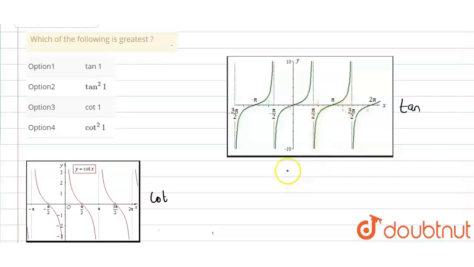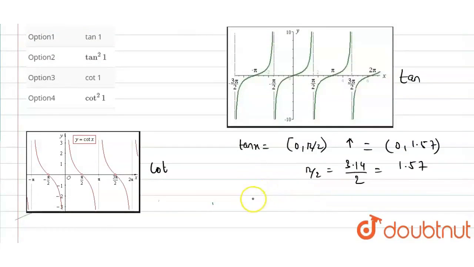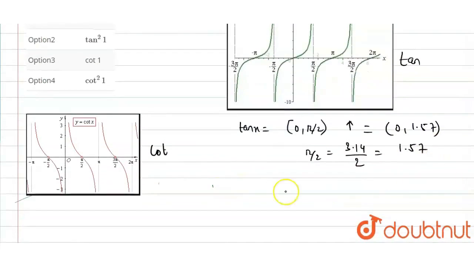So we can say that tan x is in increasing order from 0 to pi by 2, where pi by 2 is nothing but 3.14 upon 2, which is 1.57. So we can write it like this: from 0 to 1.57 it is increasing. Now just see cot.